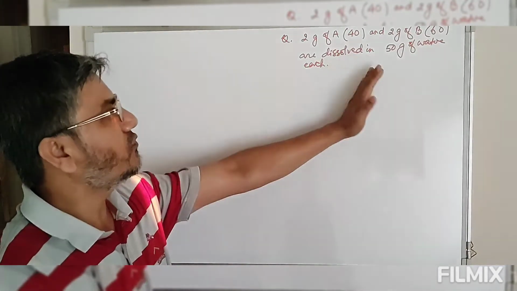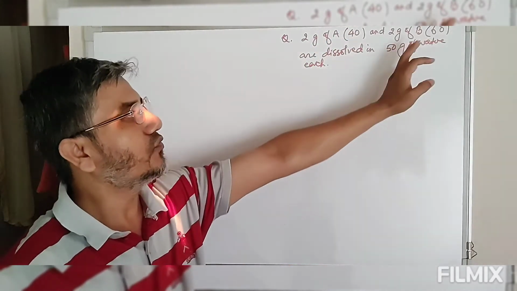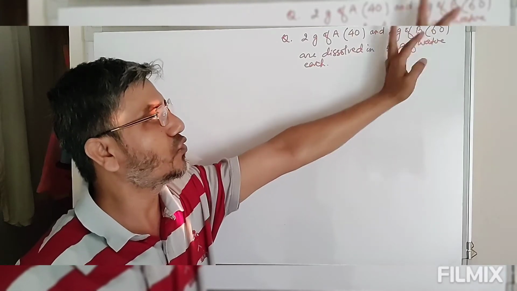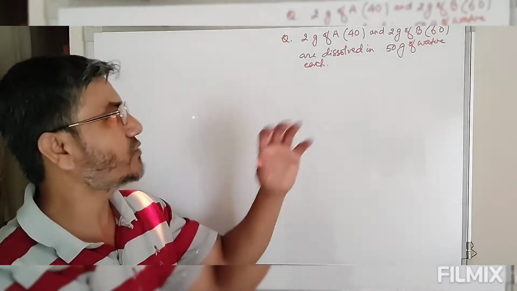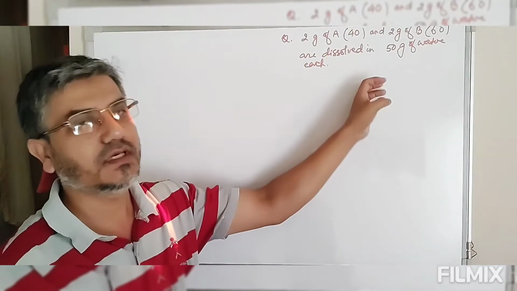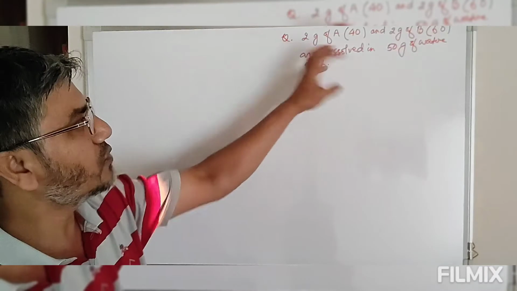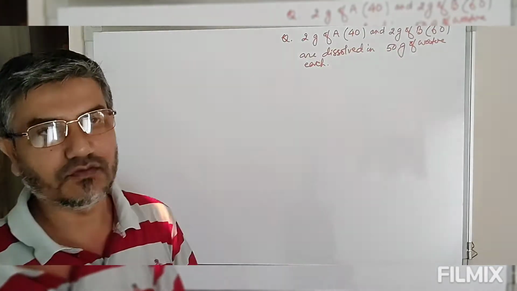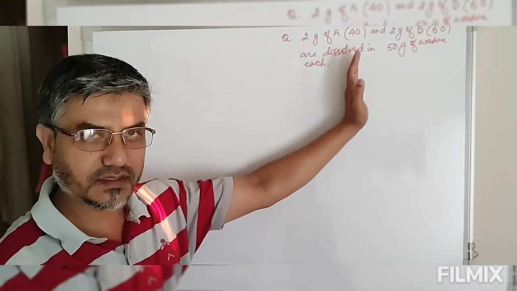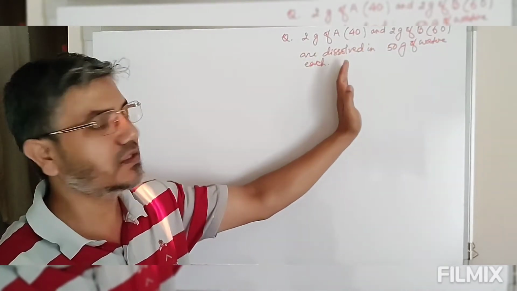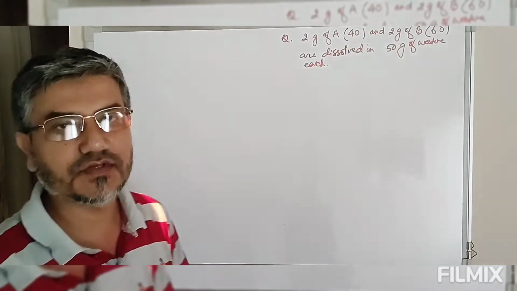Now in 50 gram of water, 2 gram of A, whose molecular mass is 40, is dissolved. In another container we have 2 grams of B, whose molecular mass is 60, dissolved in again 50 gram of water. That means we have a solution of A and a solution of B in water. Now the question is, which of these solutions, A or B, will have greater osmotic pressure, greater elevation in boiling point, greater relative lowering of vapor pressure, greater depression in freezing point?